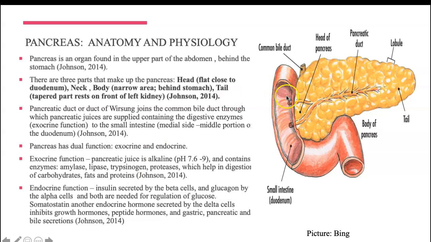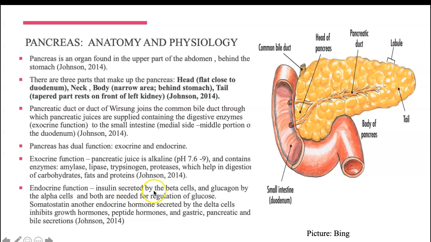The food that enters from the stomach is primarily acidic, and the pancreatic juice is alkaline, so that tends to neutralize all that acid and protects the lining of the intestine.